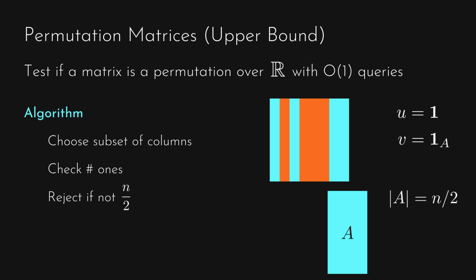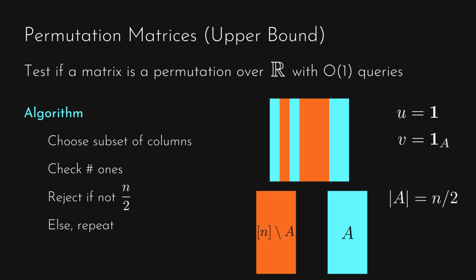We can modify this procedure slightly to make the analysis simpler. We will make 2 queries in a row, one where v is the indicator vector for A, and another where we use the complement of A instead. By the same reasoning, both of these queries better output n/2. So the final algorithm will be to do this a bunch of times, and then also do it where we choose rows instead of columns.